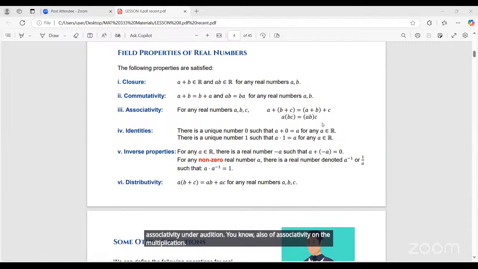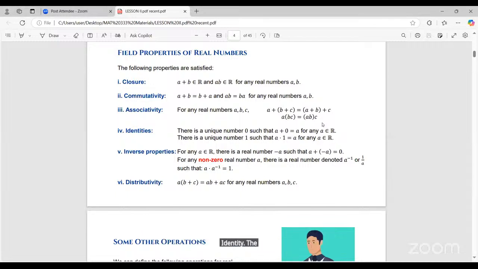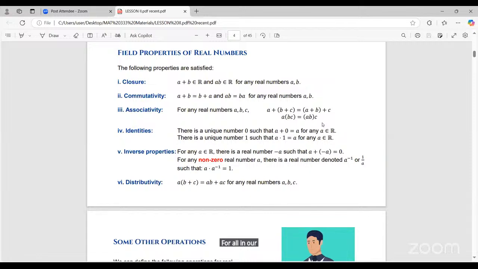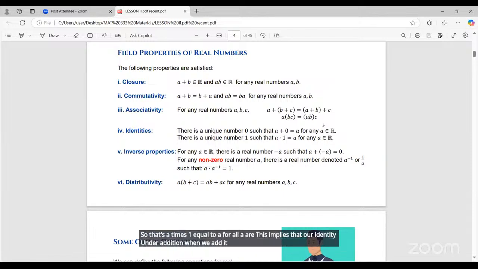You now also have associativity under multiplication. Identity. The identity law says there is a unique number 0 such that A plus 0 equals A for all A in R, and there is also a unique number 1 such that A times 1 equals A for all A in R. This implies that the identity under addition is 0, and the identity under multiplication is 1.